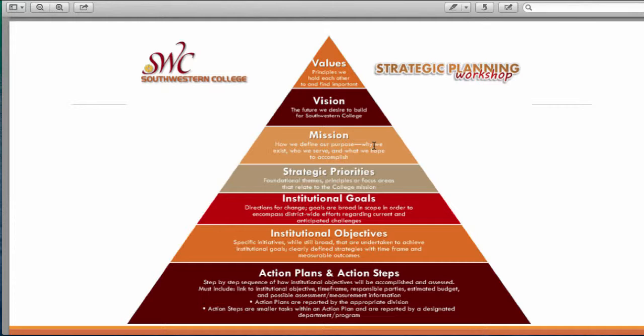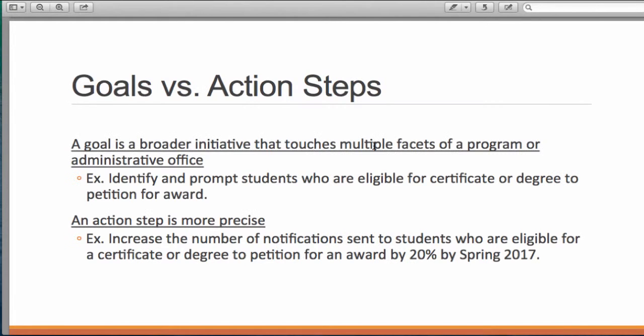In this visual, you can see how the strategic planning terms that we use work together and the hierarchy of those terms. And if you look all the way down at the bottom of the visual, you'll see that action plans and action steps, which is again the term we use in program review, make up the vast majority of our planning when it comes to supporting the overall mission, vision, and values of the college.